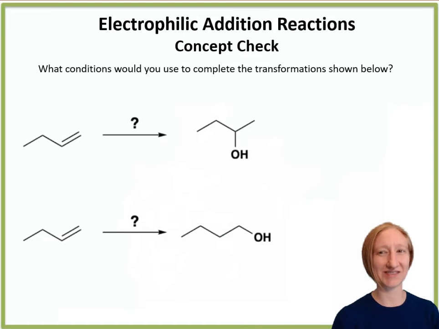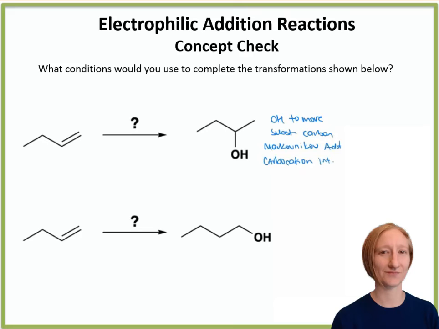In this question, you're asked to identify the conditions that would lead to two different regioisomeric alcohols from the same alkene starting material. So here the key is to recognize that the more substituted alcohol is the Markovnikov product, and that it will result from a carbocation intermediate. Then we should also recognize that the primary alcohol is the anti-Markovnikov product, and it will result only from a concerted hydroboration oxidation reaction.